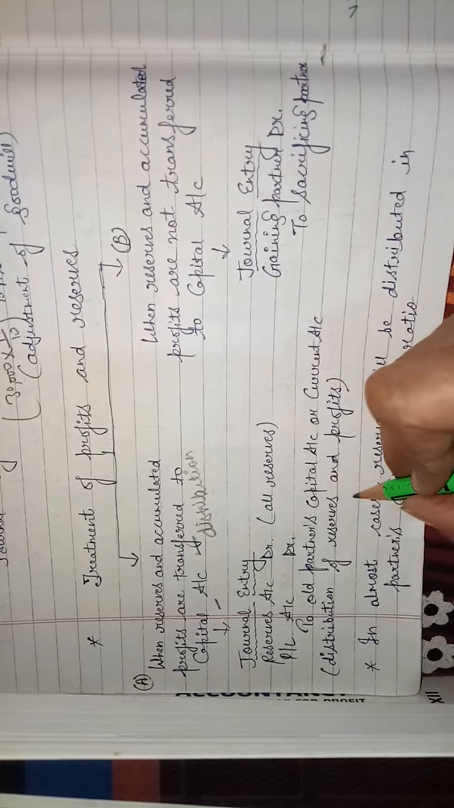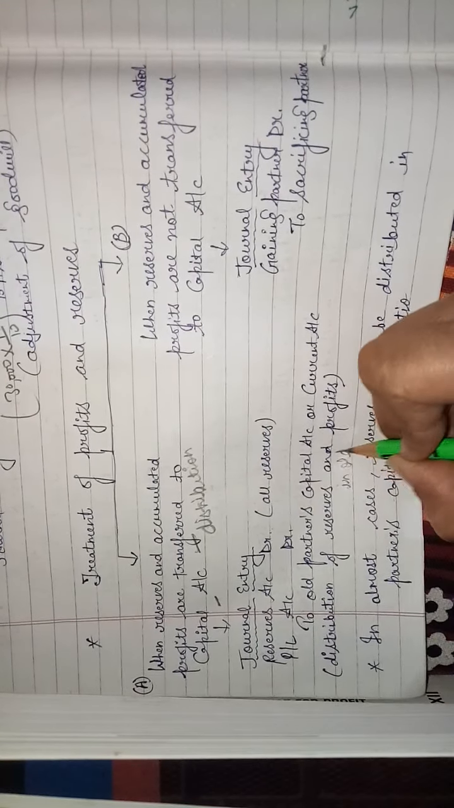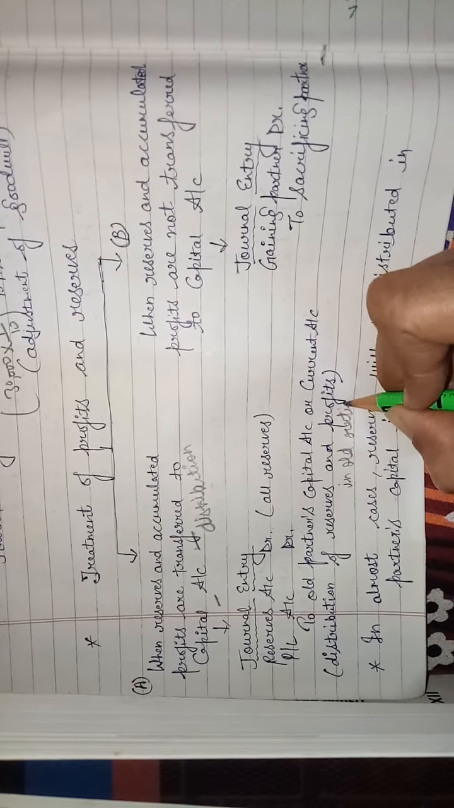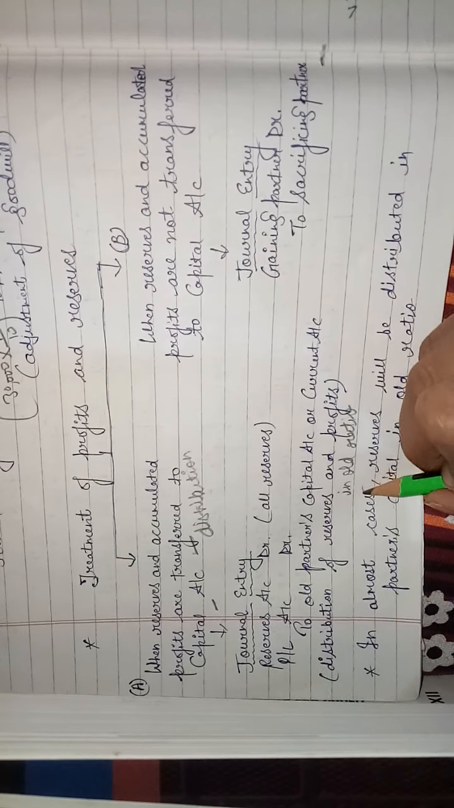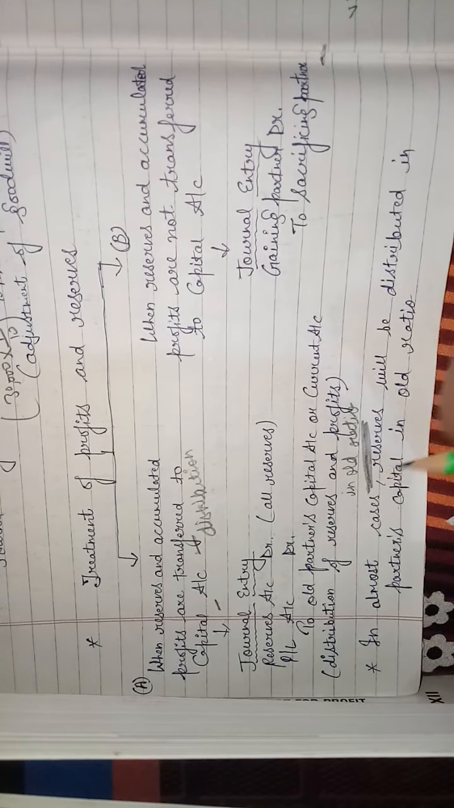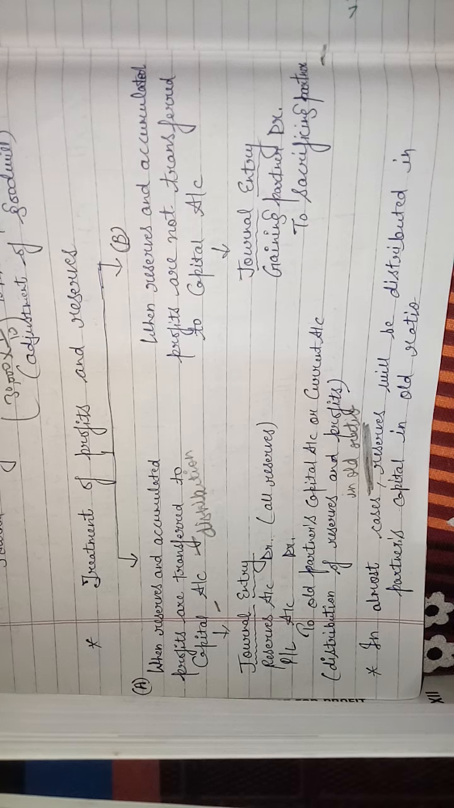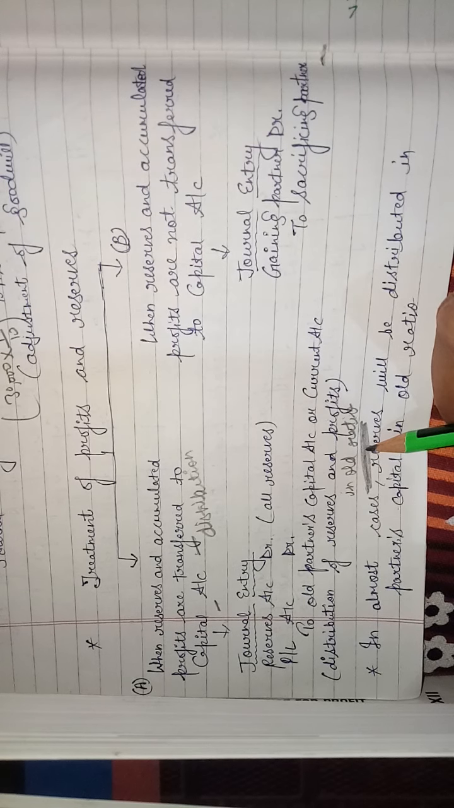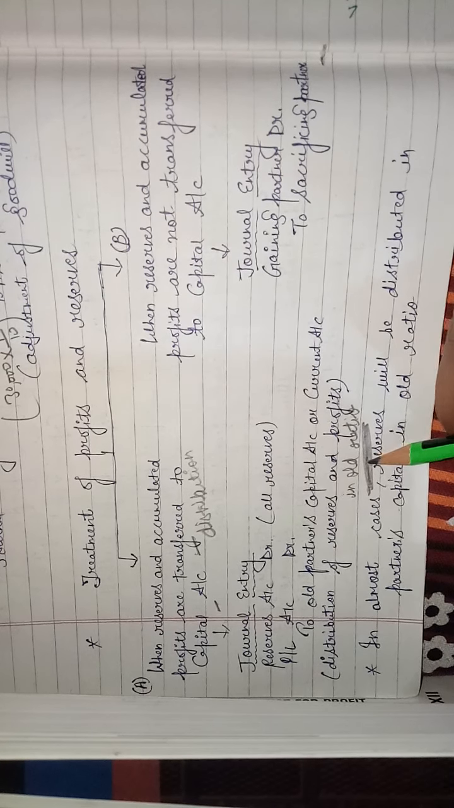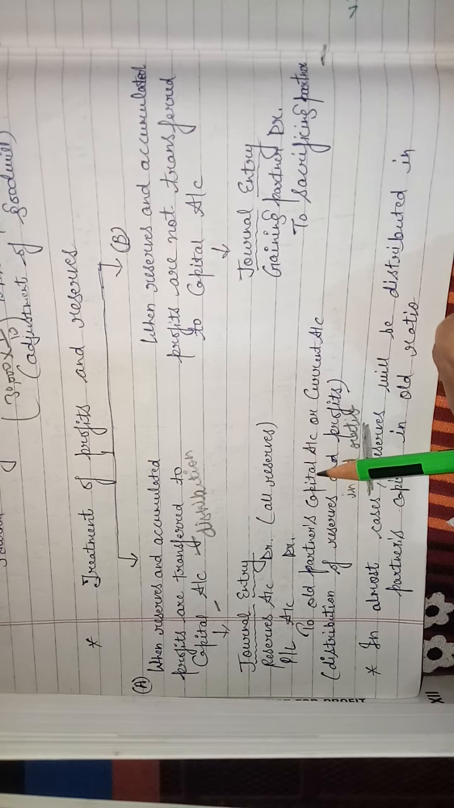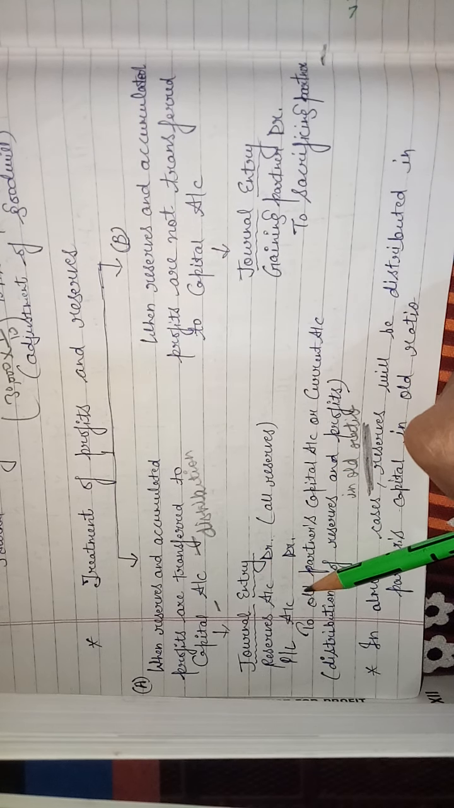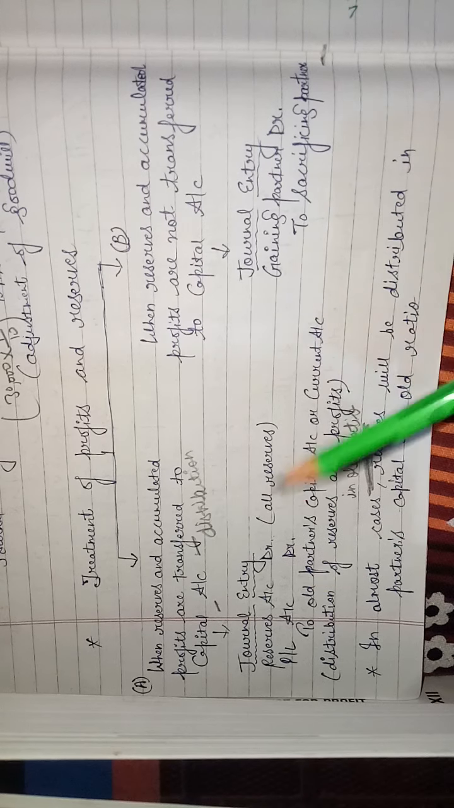Distribution of reserve and profit is in old ratio. In a question two ratios are given, but we have to divide in old ratio. Clear? Distribution of profits and reserves will be in old ratio always. If partners are distributing, it will be divided in old ratio. Partners account will be credited and things like reserve and profit and loss will be debited.